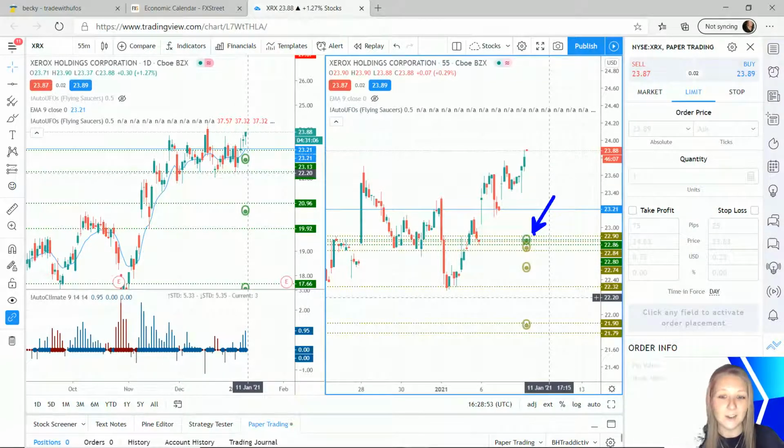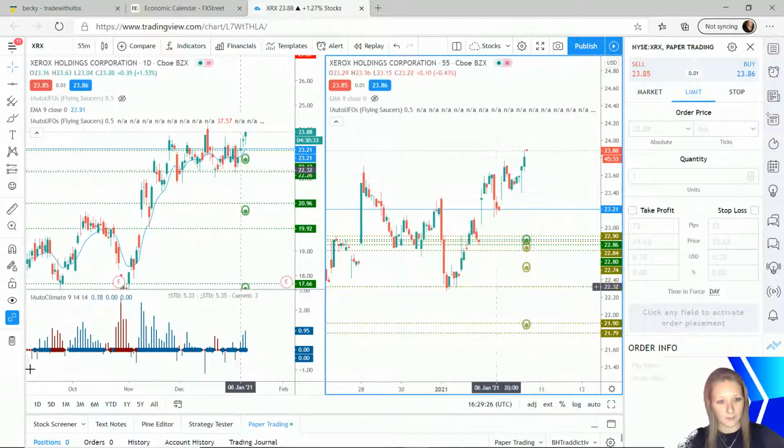So we can see the closest UFO is this one that I'm pointing to right here. The EMA is here, meaning we do not have at the moment a coinciding situation. We don't have an EMA coinciding with the UFO. So we move on to the next opportunity.